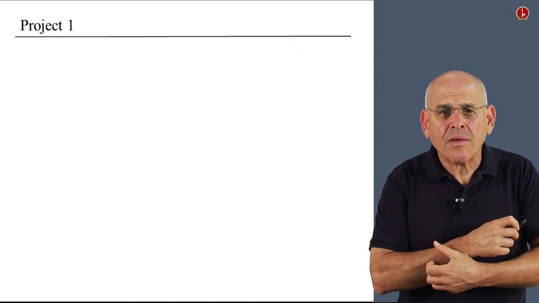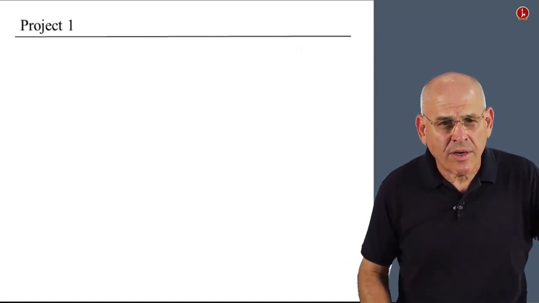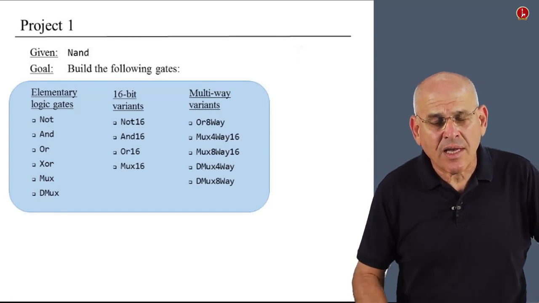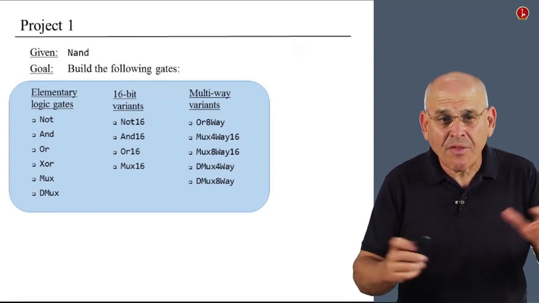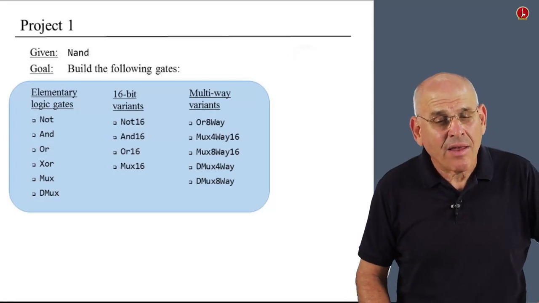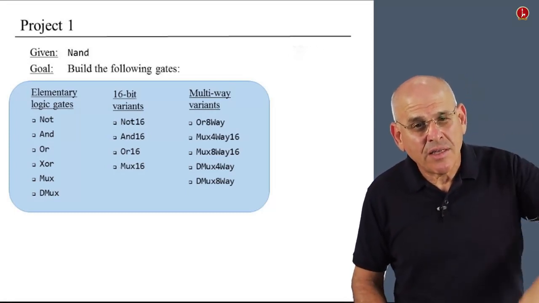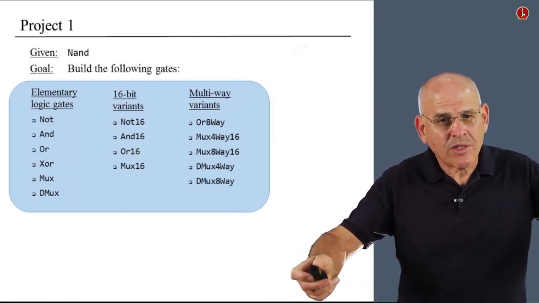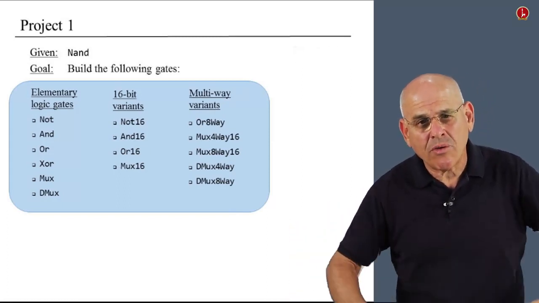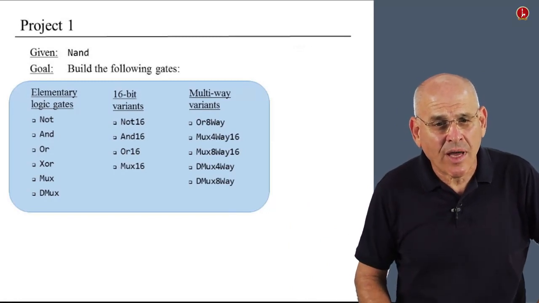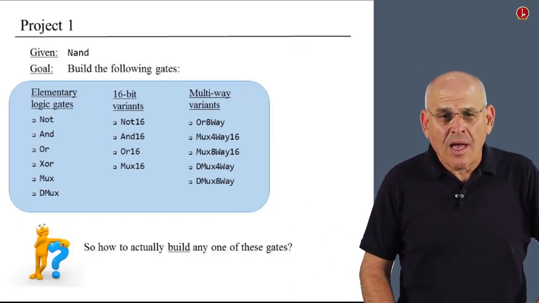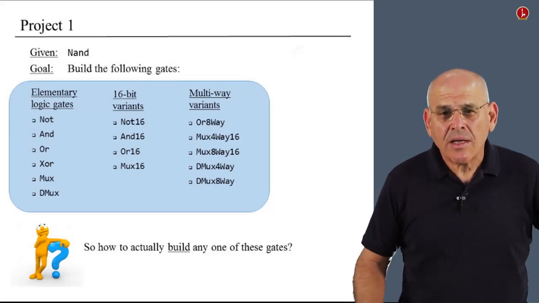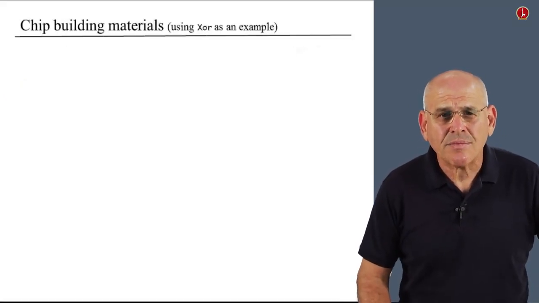gates as needed. So what do we have to do in project 1? Once again, we have to implement all these gates, starting with nothing more than NAND and previously designed gates. So, once you built NOT, you're welcome to use it. Once you built NOT and AND, you're welcome to use any one of these 2 gates, and so on and so forth. So how do we actually do it? How do we actually build every one of these gates?